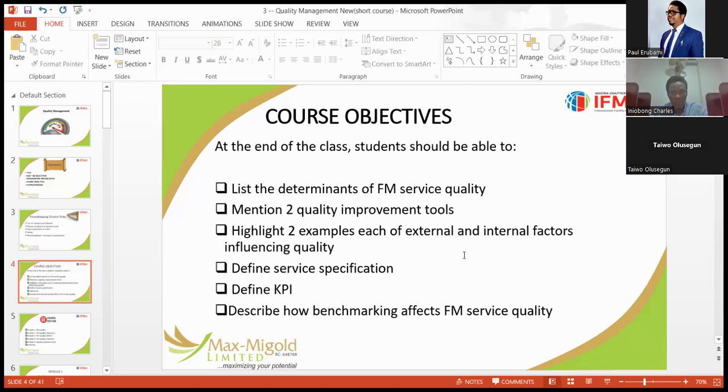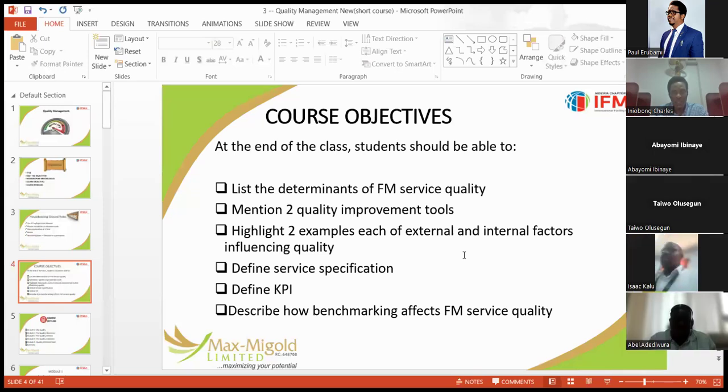We are going to define KPI. As facilities managers, this is one term that you will come across every day in your contracts, in your day-to-day operations. You want to discuss your KPIs and how to achieve them. These are key performance indicators that show, step by step at every milestone, if you are meeting requirements.